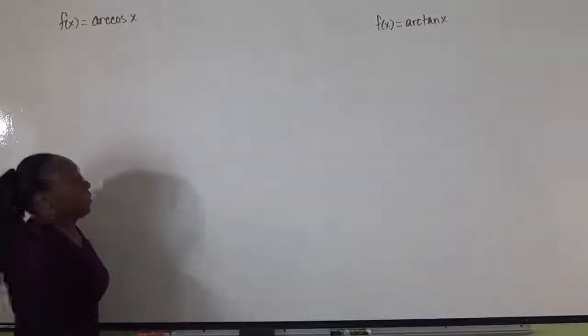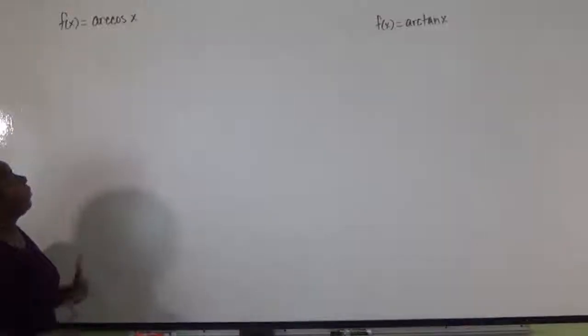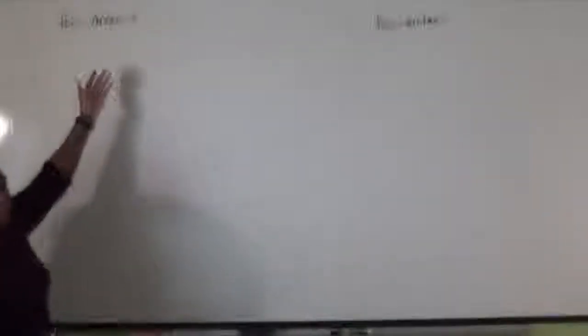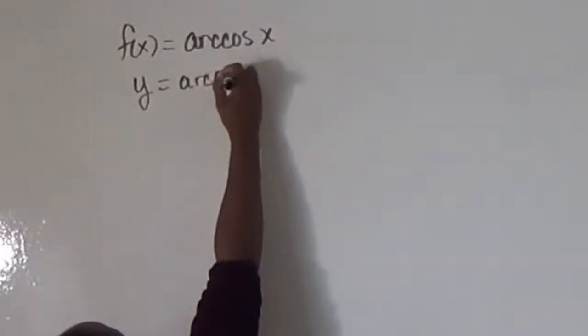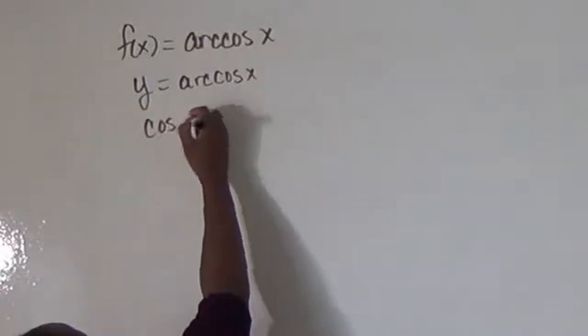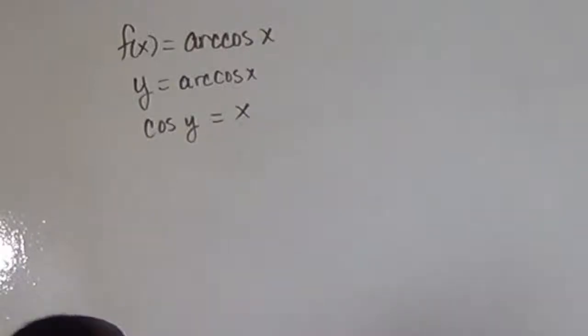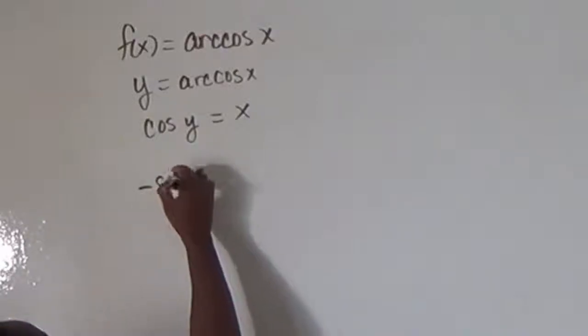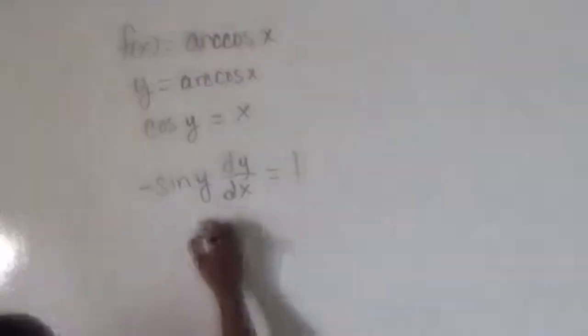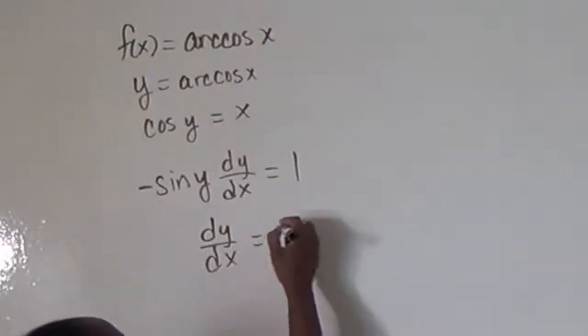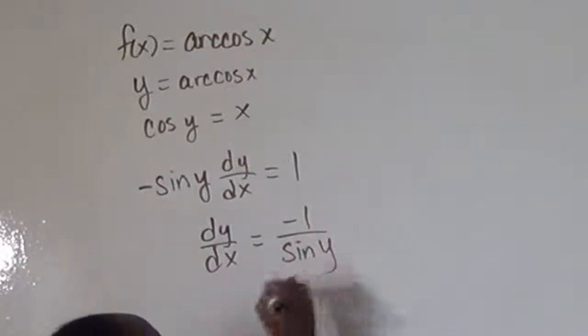Okay. So let's look at the arccosine. We'll start the same way. Again, you can use arccosine or cosine inverse, either one, same function. If I'm looking at the arccosine of x equaling f of x, again, this says that y is the arccosine, or that cosine of y is equal to x. And so again, by implicit differentiation, this tells us that the negative sine of y, dy dx, is going to equal 1, or dy dx is equal to negative 1 over the sine of y.